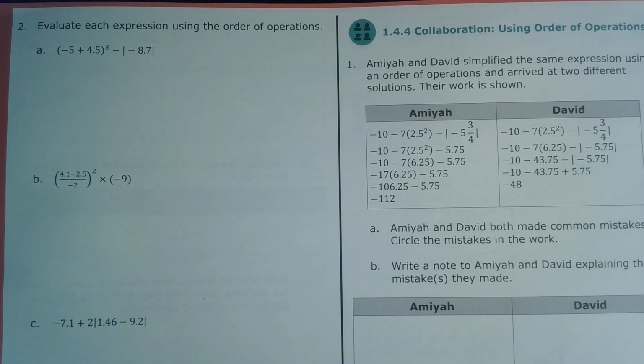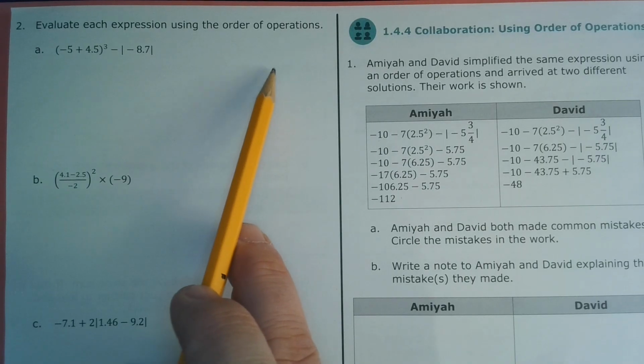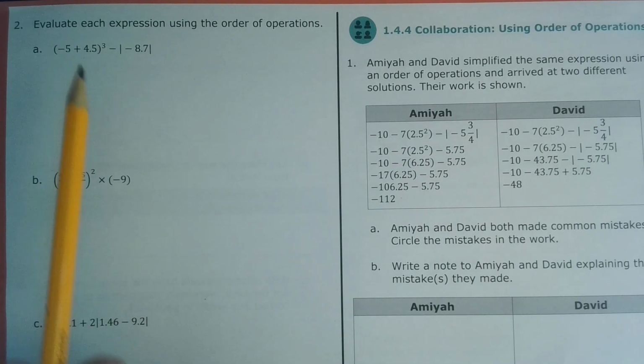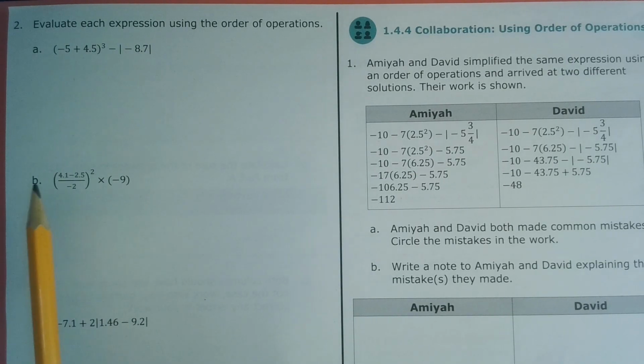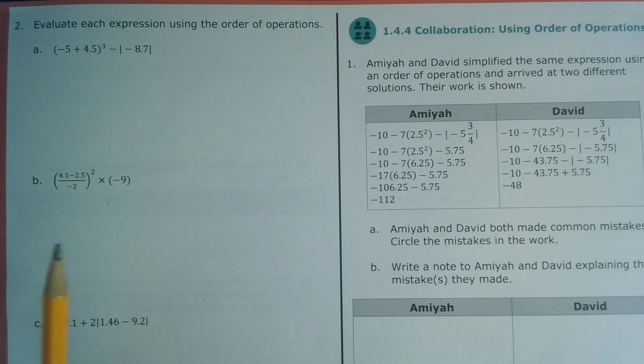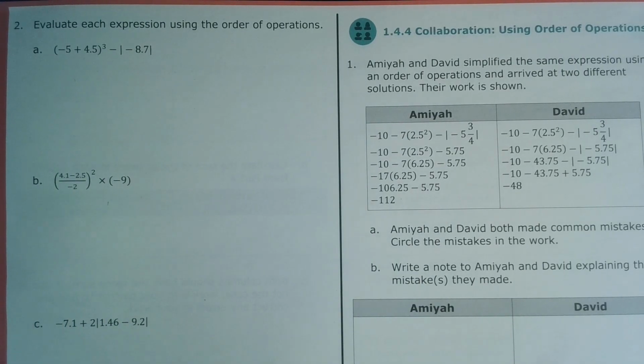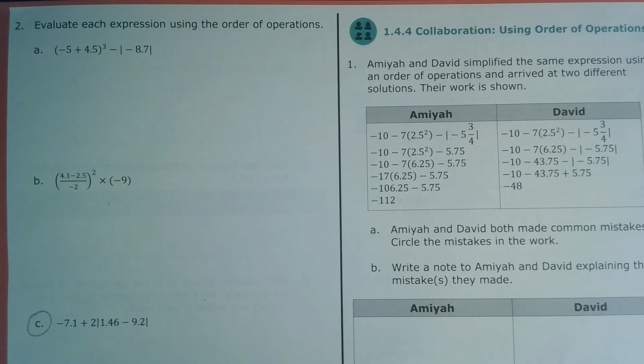Okay, evaluate each expression using the order of operations. So I'm going to do the first one, then I'll pause a few seconds. I'll let you know so you can pause, and then I'll do this one. The bottom one you guys did in class. You guys showed me you got it right. If you weren't in class, this is part of your you do. So you're going to do C. I'm just going to circle it.